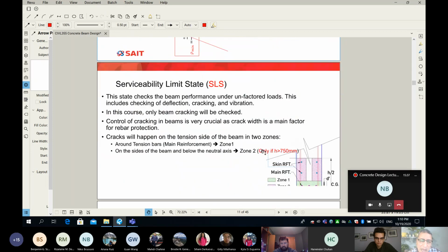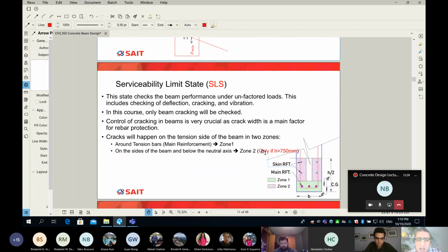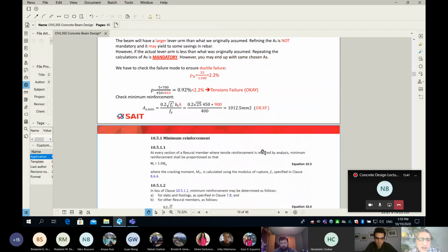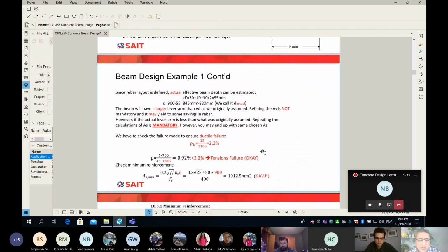Then, guys, what happened next is, if you remember what we did in the last class, we simply found the area of steel. We turned it into number of bars and bar diameter. We made sure that it doesn't exceed the rho balanced.